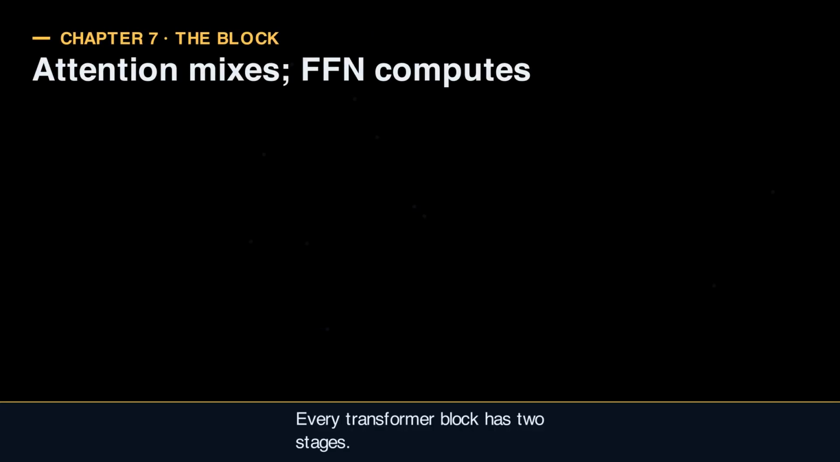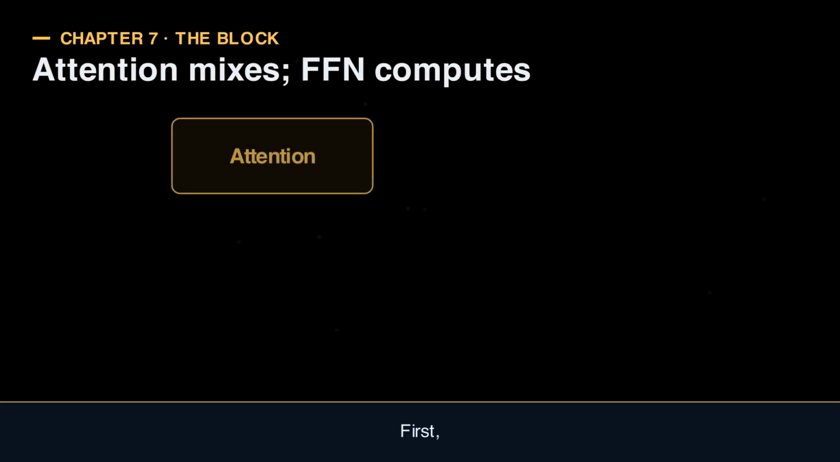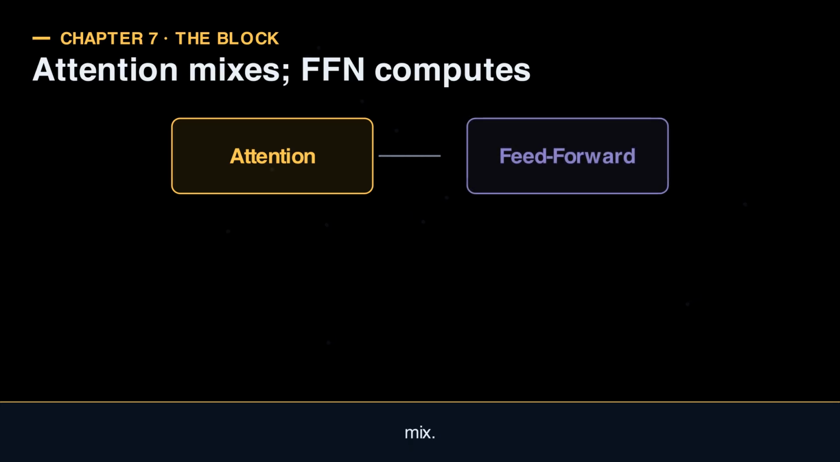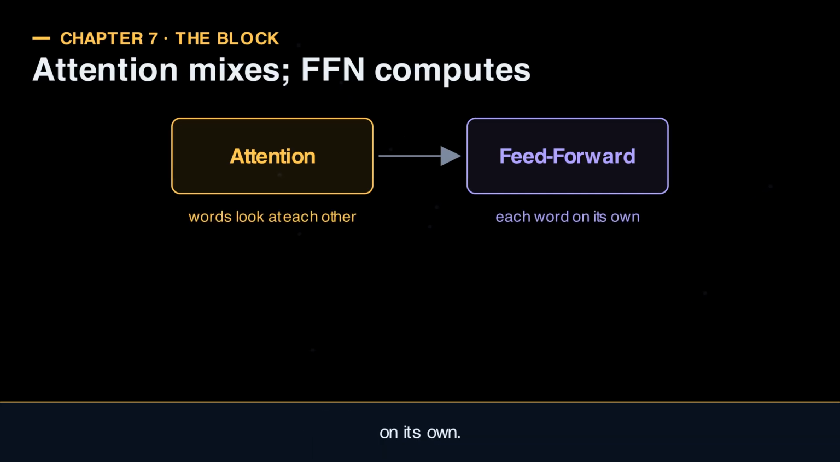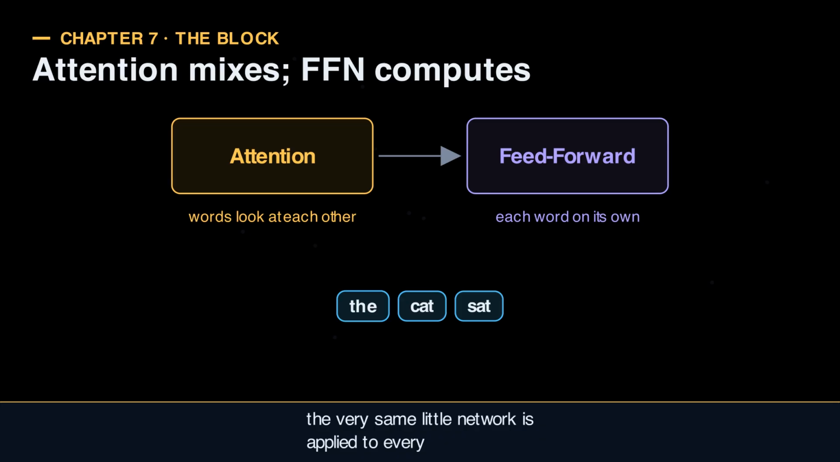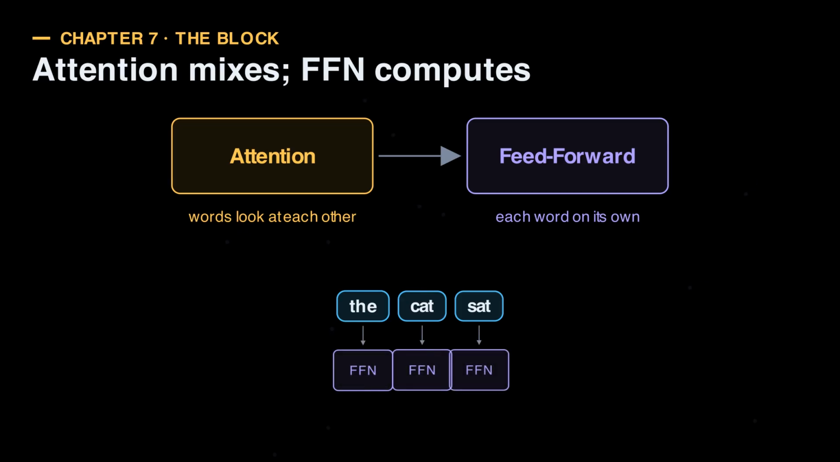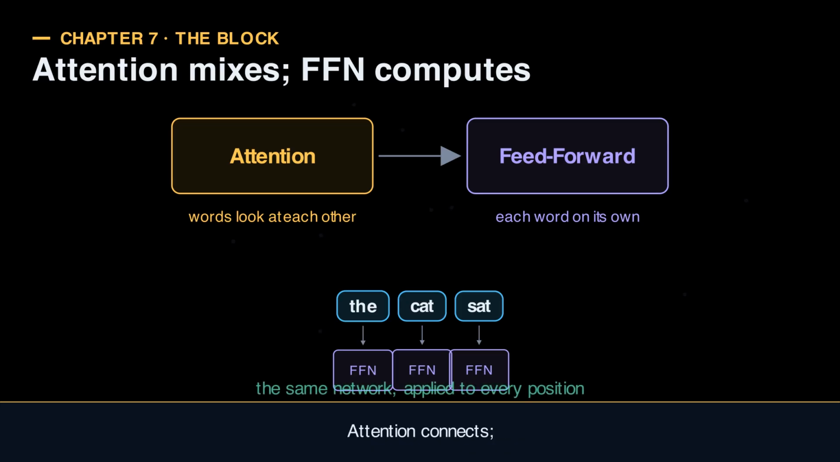Every transformer block has two stages. First, attention, where words look at each other and mix. Then the feed-forward network, where each word is processed on its own. Here is the key detail: the very same little network is applied to every position separately. We call it position-wise. Attention connects, the feed-forward network computes.